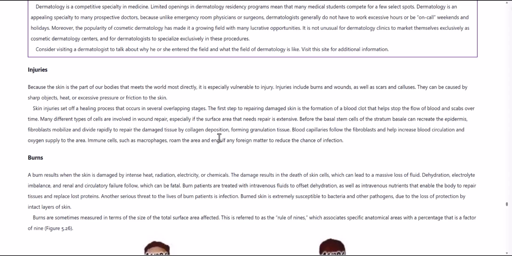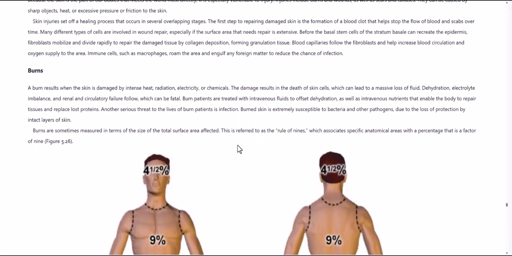So burns are a huge problem. You can lose your life from having a significant burn in your body. And we're going to see that burns come in three basic forms. There's first degree, second degree, and third degree burns. Let's take a look at the difference.